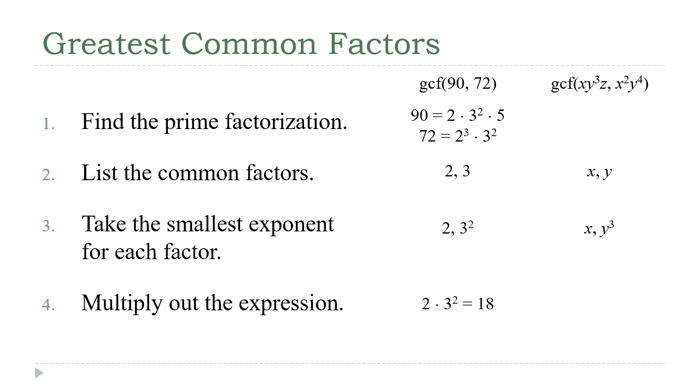Then to get my final answer, I'm just going to multiply those together. My greatest common factor is xy cubed. And that's the greatest common factor of those two monomials. All right, so this is just a quick example of how to do this with two monomials. And I'll admit I did keep it a little simple by not putting a constant term, a coefficient out in front.